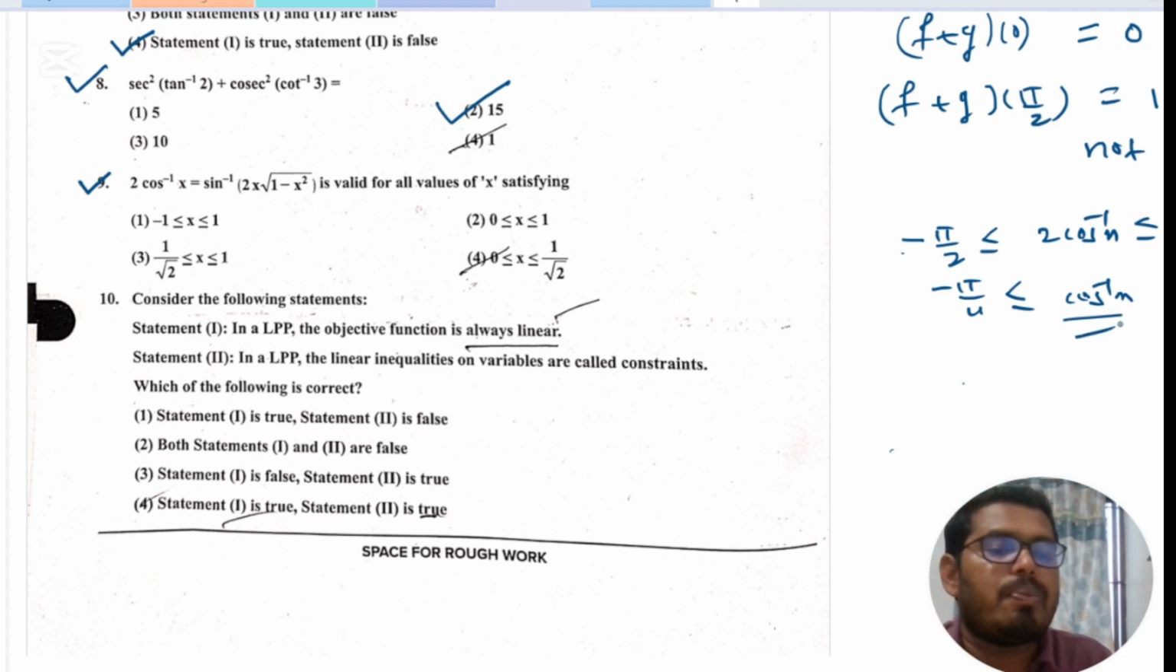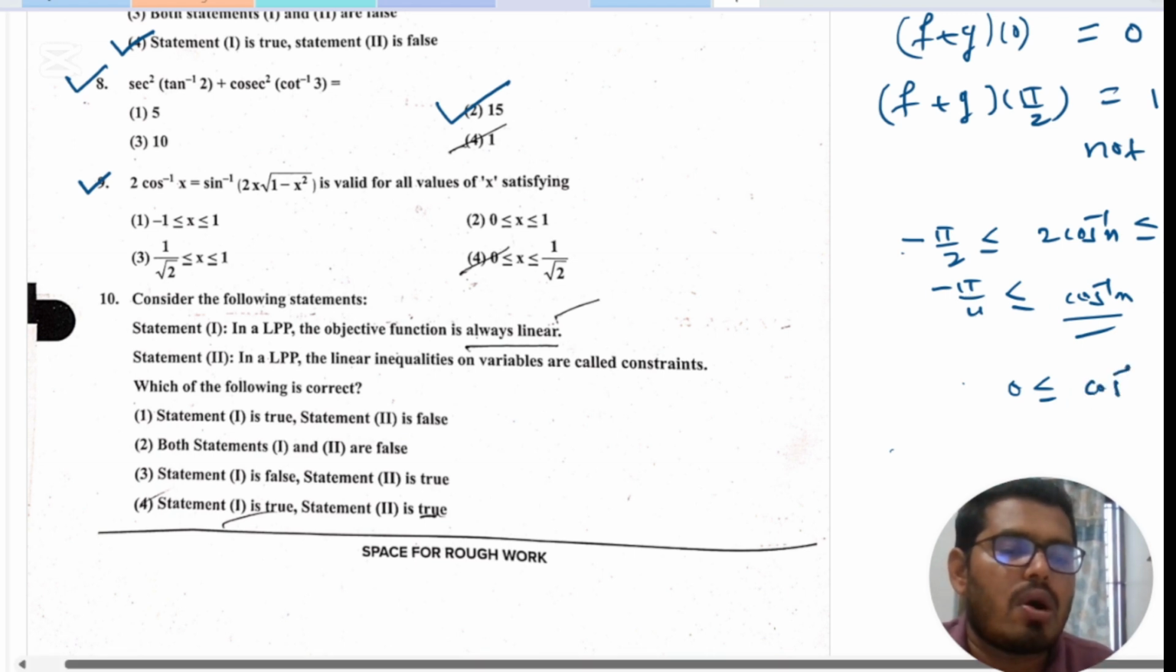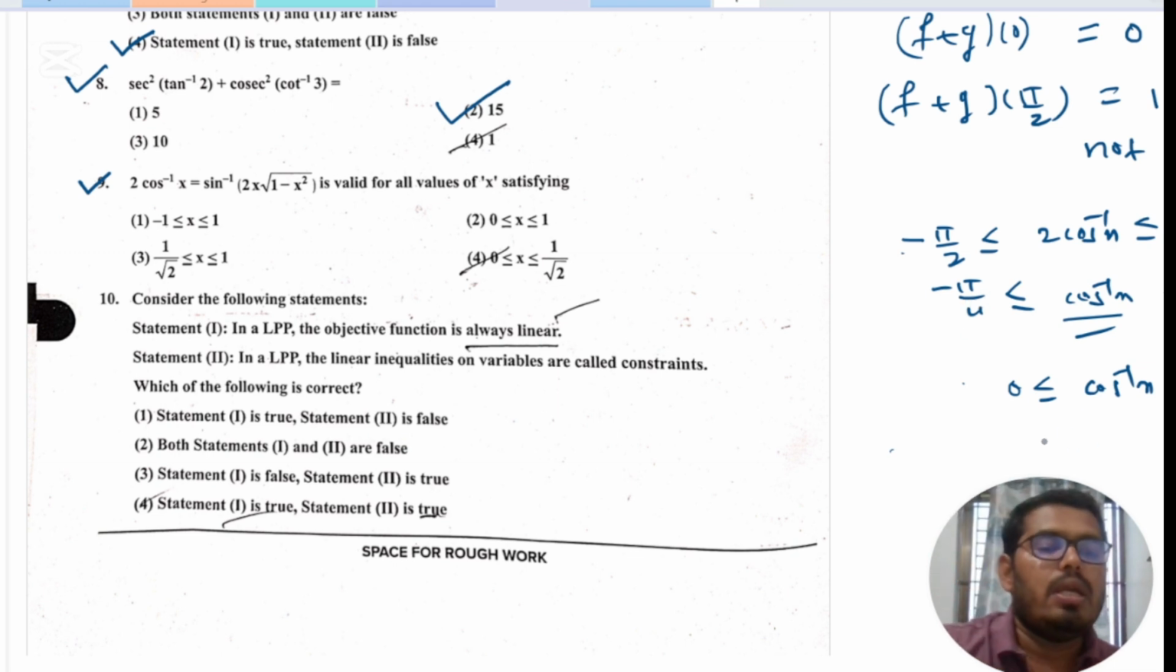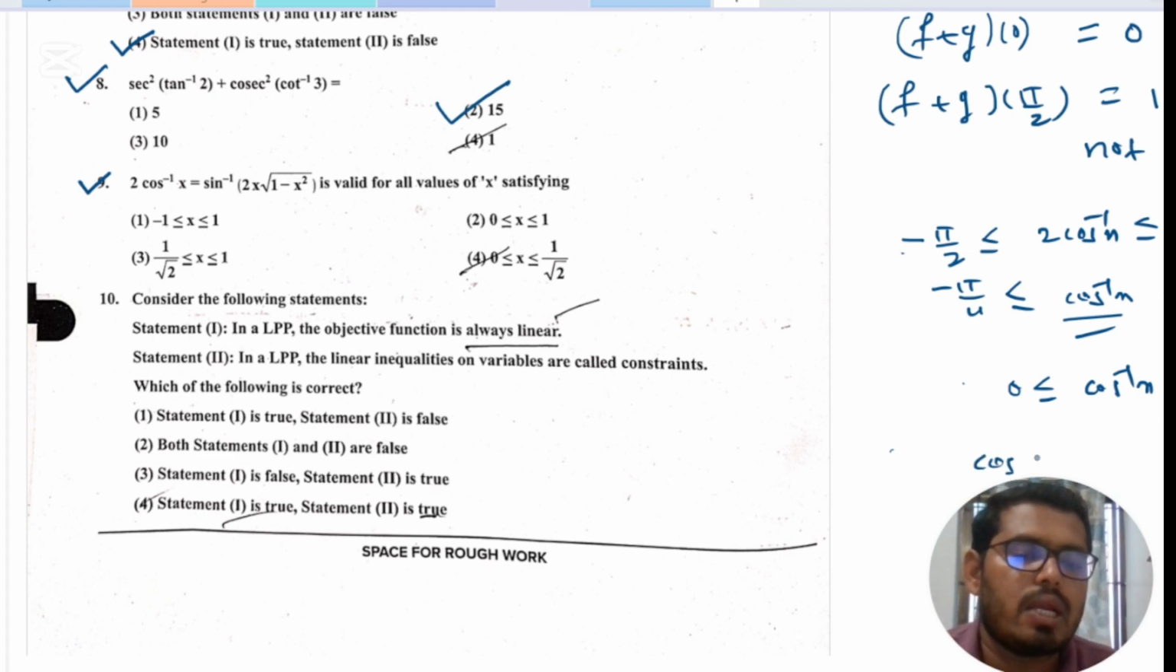But we know that the principal range of cos inverse is 0 to pi. Here the cos inverse range is minus pi by 4 to plus pi by 4. That's why here we take cos inverse x lies between 0 to pi by 4, because it never takes a negative value. That's why we apply cos on both sides. The inequality will change here. Cos of 0 is greater than or equal to cos of cos inverse x; the cos and cos inverse cancel here.